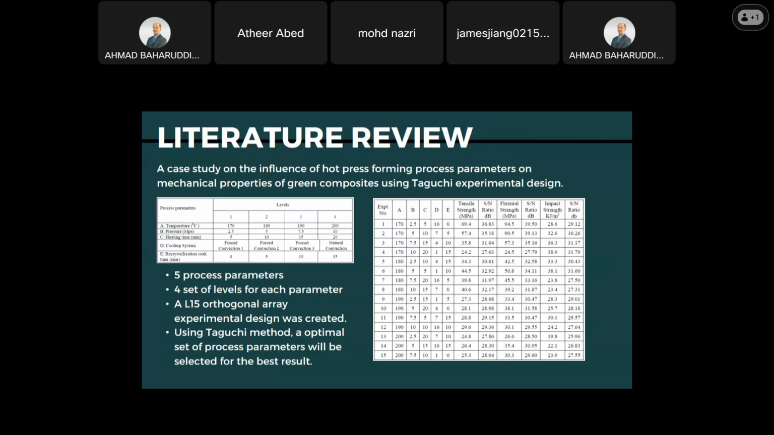So what the paper here did is use different process parameters, which have countless combinations, and in total they did 15 combinations. So with each combination, they are able to obtain a different set of data. So 5 process parameters, 4 levels for each process parameter, and as you can see, an L15 orthogonal array experimental design was created, and using the Taguchi method, an optimal set of process parameters will be selected for the best result.